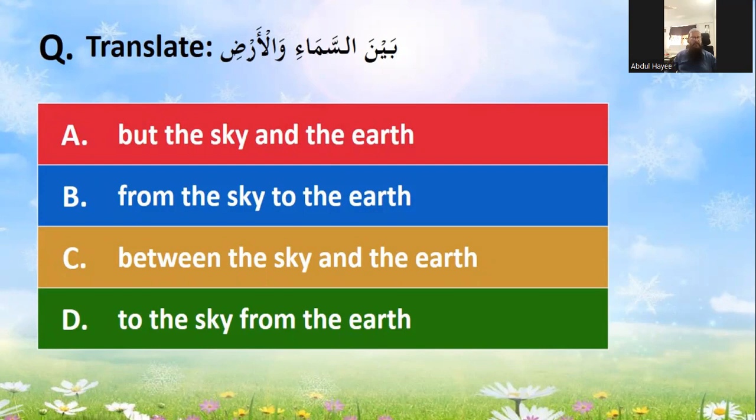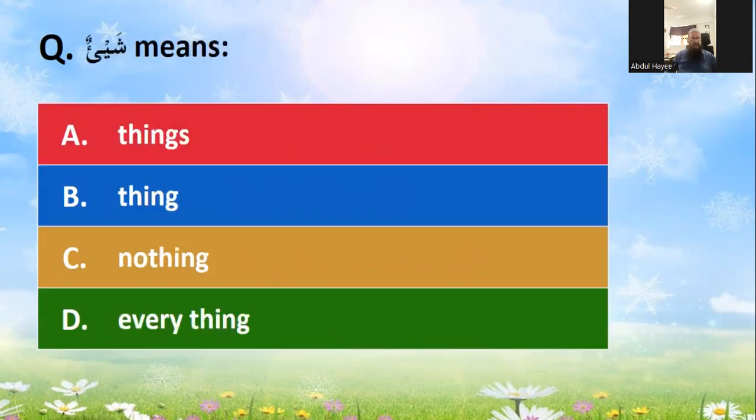A, B, C, D. Which one is correct? C. Between the sky and the earth. Excellent. The next is shay'un, which means thing, nothing, everything.